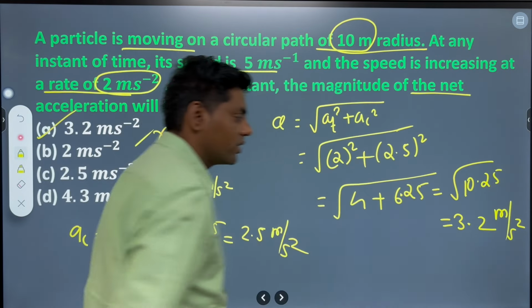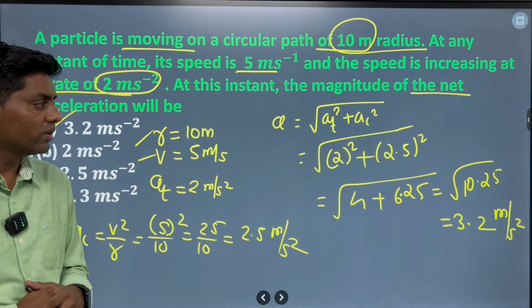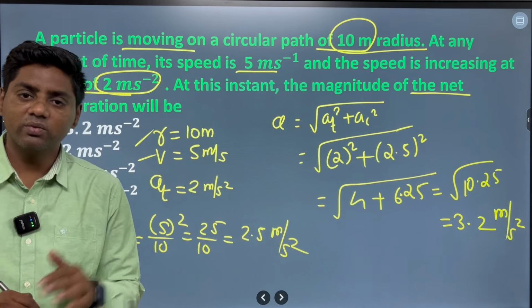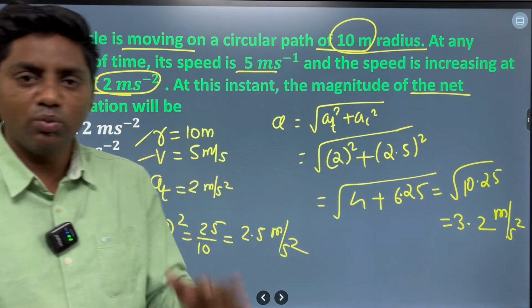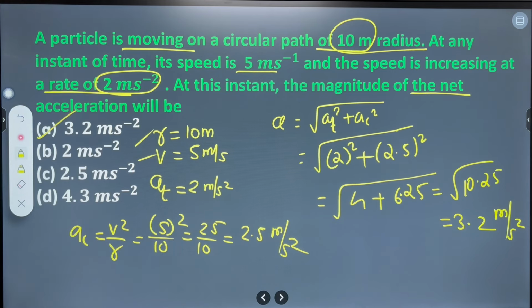So बहुत simple question था, and most important question है. ऐसे question many times they ask into the examination. That is we have to calculate the net acceleration while object performing the circular motion. तो इसको अच्छे से करना है आपको. Take the screenshot. We go for the next.